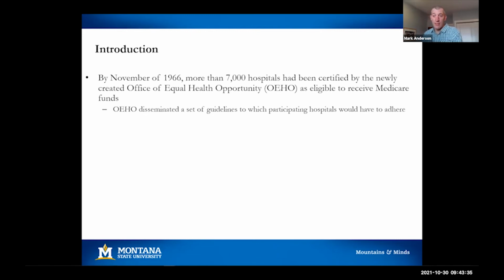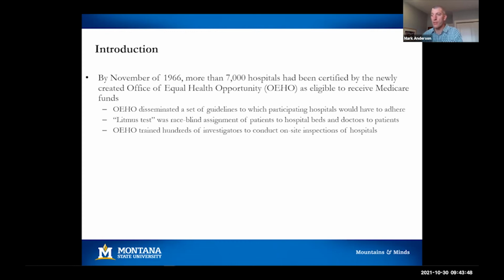It disseminated a set of guidelines to which participating hospitals were supposed to adhere. The litmus test was race-blind assignment of patients to beds and doctors to patients. And they also trained hundreds of investigators to conduct on-site inspections of hospitals. And at least initially, these were some very serious efforts on the part of the OEHO.